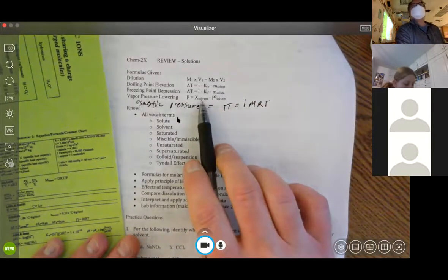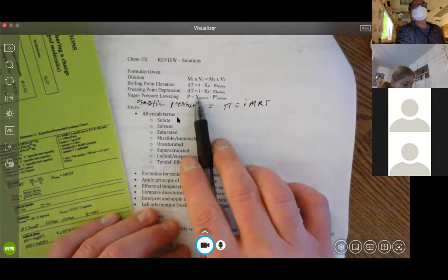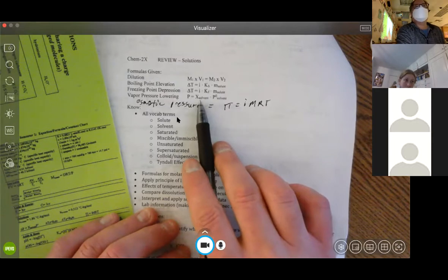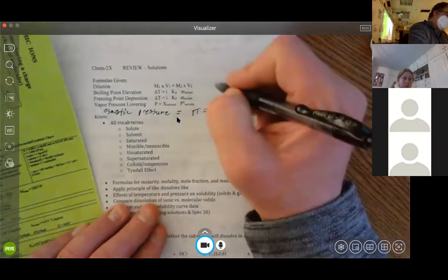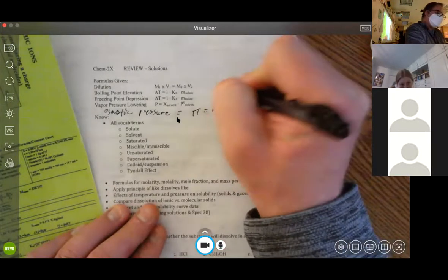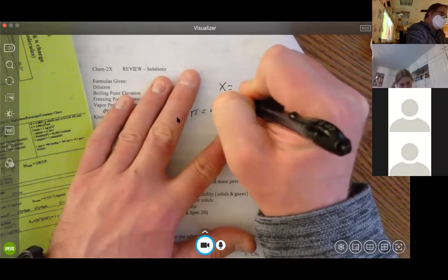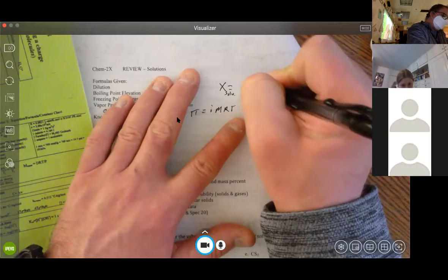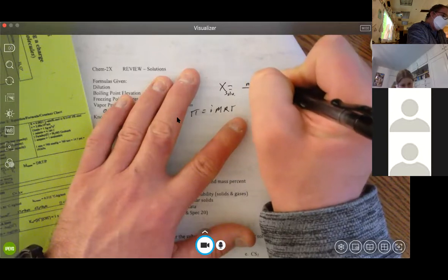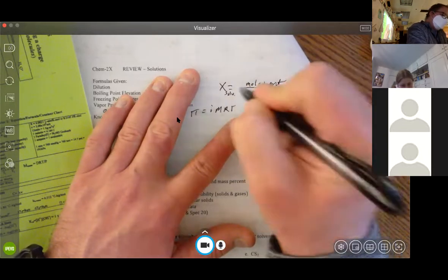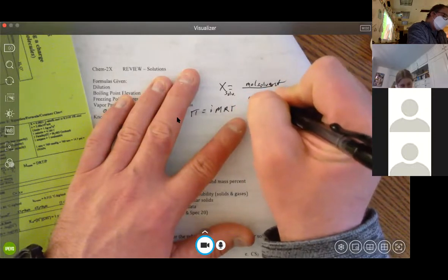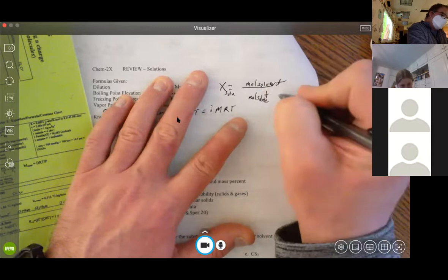The hardest part for this one is remember that it is the moles of the solvent. It's the mole fraction of the solvent. But with that, you also need to have, so it's moles of solvent. You need the moles of the solute plus the moles of the solvent on the bottom.